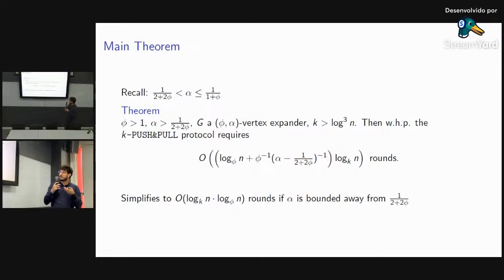Let's say the main result, combining everything, is that if we pick a vertex expander with this phi bigger than 1 and in the right regime of alpha, then with high probability, because again the thing is randomized, the protocol will require this number of rounds. So this number of rounds simplifies to log n over log k times log n over log phi, as I told you before. And what is weird here is this strange term. But what is interesting is that if alpha goes to 1 over 2 plus 2 phi, this term goes to 0, so to 1 over 0, which means that the graph gets disconnected and the rumor spreading time will go to infinity. Okay.